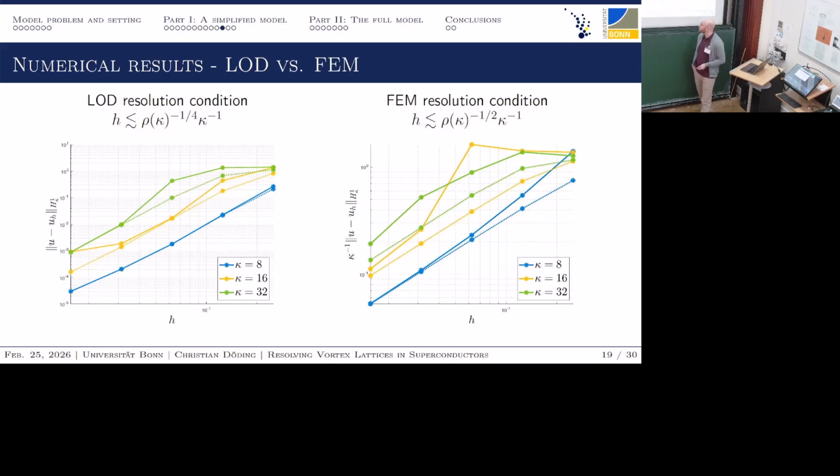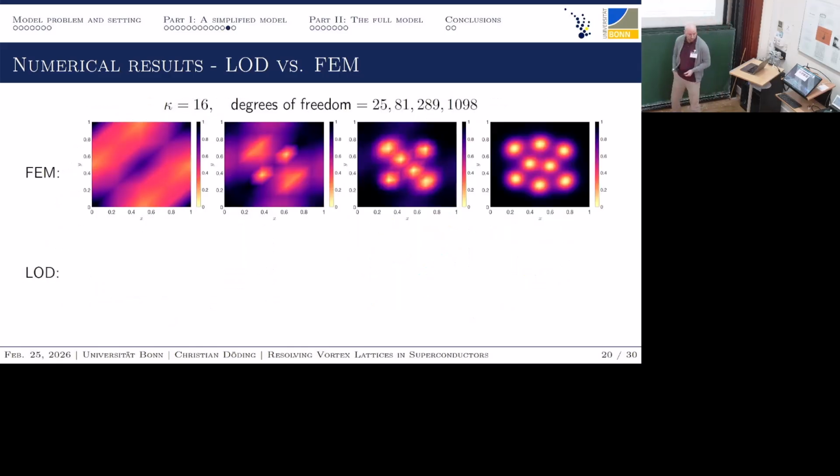If these error plots are not yet convincing enough for you, I also have some nice pictures. So we compute the discrete minimizers here with standard finite elements for only a few degrees of freedom. 25 degrees of freedom here on the left, and about 1000 degrees of freedom on the right. And in the beginning, of course, you do not see anything, and you need these 1000 degrees of freedom to actually resolve somehow this vortex pattern that we are interested in.